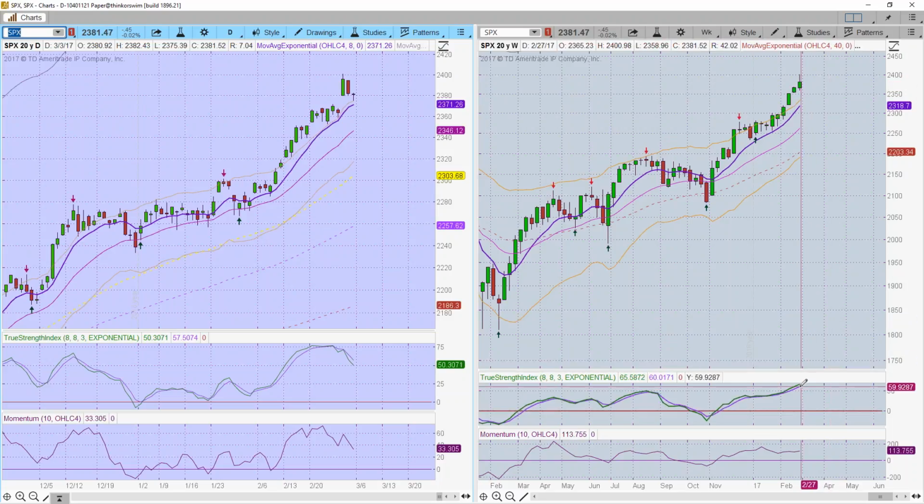We see that from the true strength index, we are getting up into regions where normally we would get at least a pause in the price action. And we have some negative divergence on the momentum on a weekly chart. But the question is, is this going to be a simple 3 or 4 day pullback? We've got support here at the 2370 level, at the 2360 level, and then real strong support down here at the 2300, which is the 50-day moving average.